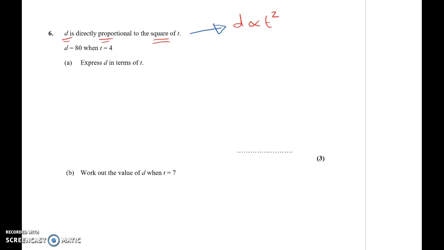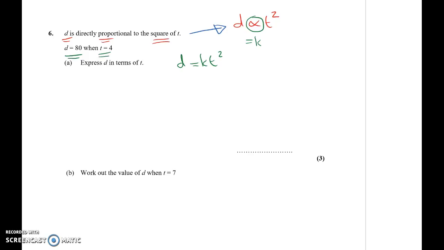Other than that, we've got exactly the same steps. We're going to use our little trick and replace the proportional sign with equals k. So my equation now is D is equal to k, some constant, times t squared. D equals kt squared. But it says express D in terms of t. It doesn't talk about a k in there, so we better work out what k is. Again, we're going to use the pair of values they give us to find k, the proportionality constant.